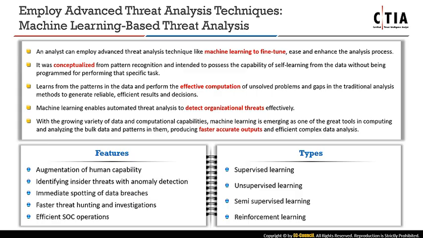Number one, augmentation of human capability. And yeah, we need to go beyond human capability. I'm just one person. I cannot take care of the entire enterprise. And also, I don't think fast enough to pore through a terabyte of data in a few minutes. Next is identifying insider threats with anomaly detection. And what's better than an AI to look for anomalies?